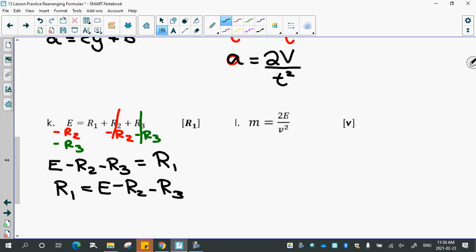Okay, m equals 2e over v squared, and you want to rewrite it with v equals. I'm going to put a little star on this one.